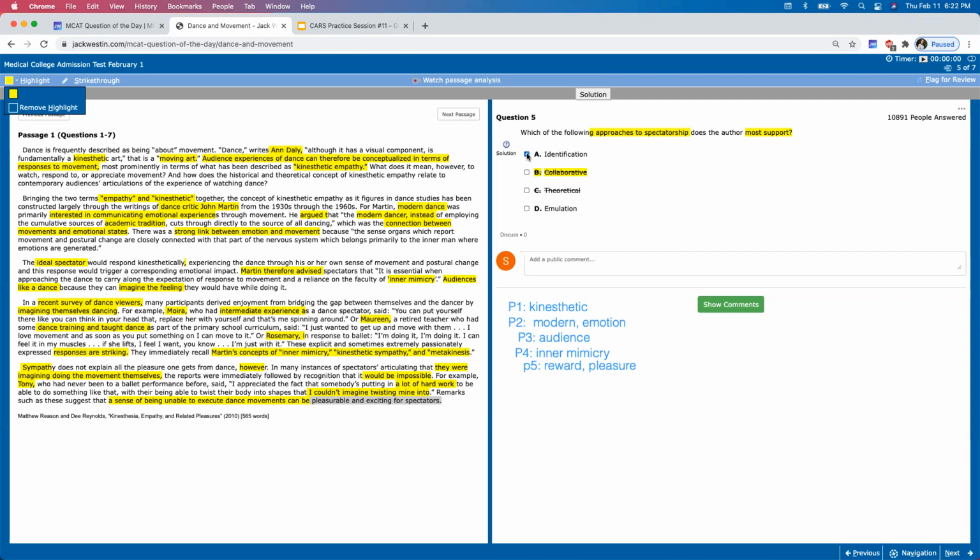Can I interject? Yeah, go for it. Yeah, please, if anyone has another explanation. Yeah, can we just call this a throwaway question? Because close to 60% answered C. And as Brian is saying as well, I was thinking about paragraph 3. It literally says the ideal spectator would respond kinesthetically, experiencing the dance through his or her own sense of movement and postural change, and this would trigger a corresponding emotional impact. So let's keep going, and when we get to that question, we can go over it.